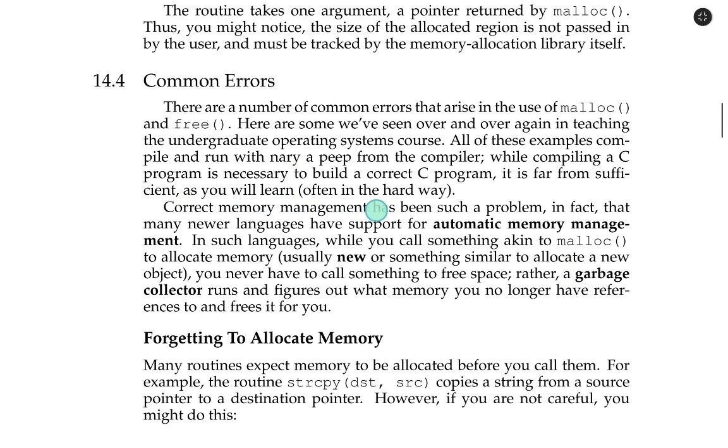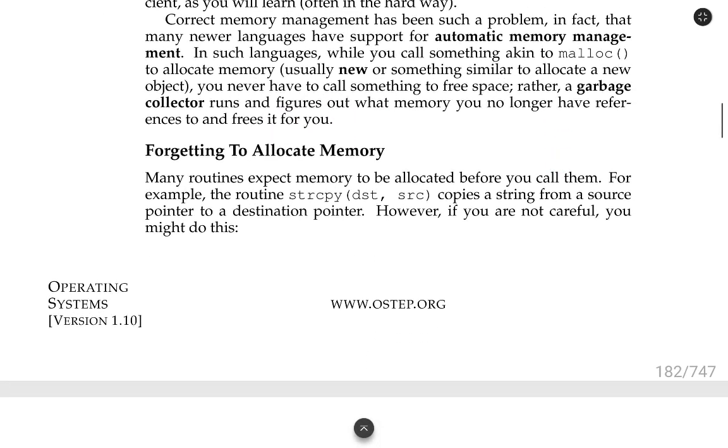Correct memory management has been such a problem that newer languages have support for automatic memory management. In such languages, while you call something akin to malloc to allocate memory, usually new or something similar to allocate a new object, you never have to call something to free space. Instead, a garbage collector runs and figures out what memory you no longer have references to and frees it for you.